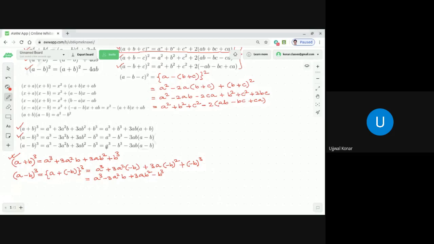So this is the way we find the value of (a − b) whole cube. That is a cube minus 3a square b plus 3ab square minus b cube. That also we can give in a different form. We can rearrange as a cube minus b cube. Now between minus 3a square b and plus 3ab square, we can take minus 3ab common. If we take minus 3ab common, what are we going to get? We are going to get (a − b). So this is what we got, the second one.